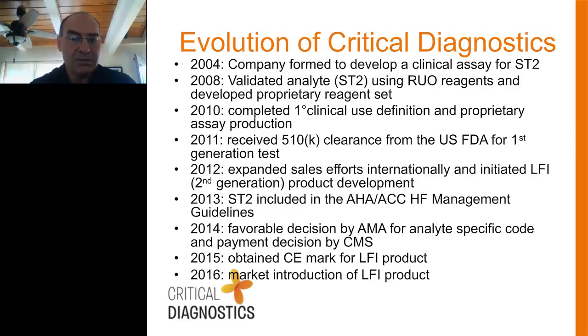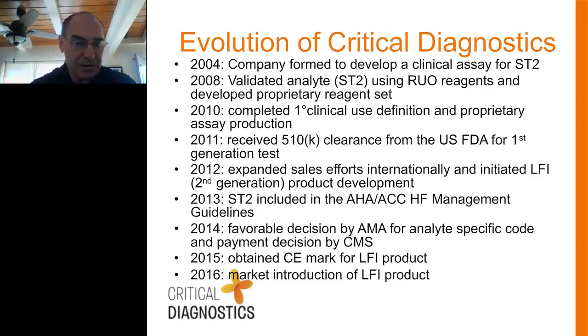And then once a code is issued, CMS will make a payment decision. Center for Medicare and Medicaid will make a payment decision based on those codes. It may be favorable to the manufacturer, it may not. We went through the process of petitioning for what we felt was a fair and favorable payment decision, and we achieved that. So early 2014, we received the analyte specific code. Late in 2014, we received a favorable payment decision by CMS.